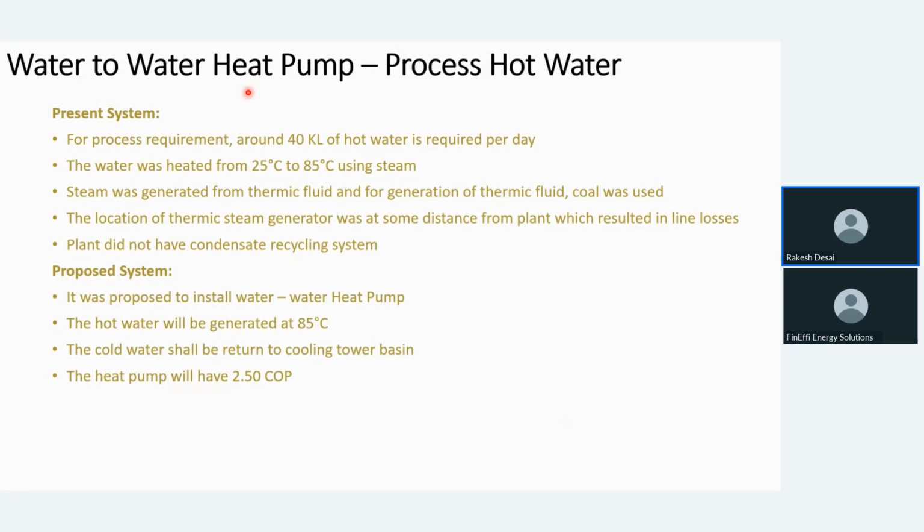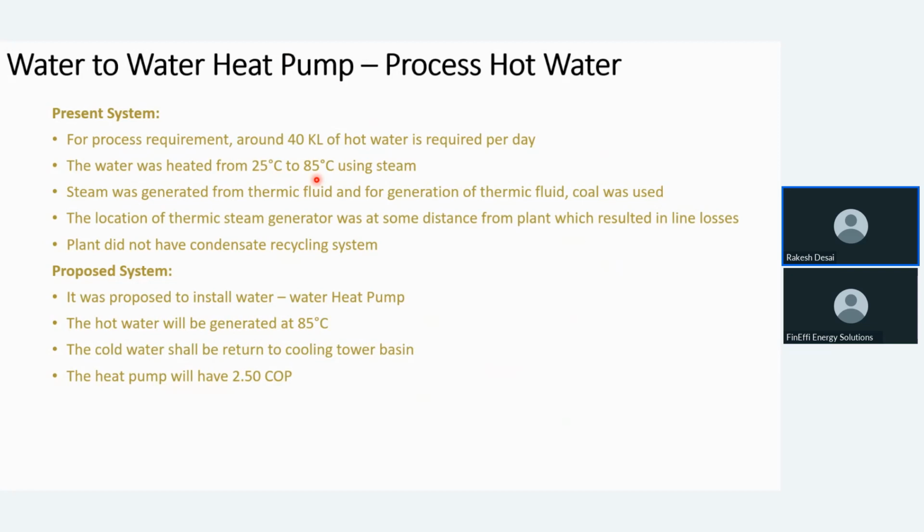Second application of heat pump is the water to water heat pump, wherein water is used on both sides of the heat pump, that is condenser side as well as evaporator side. This system is implemented in one of the chemical factories to generate process hot water. This process hot water is used for manufacturing of the chemicals. Now, the factory was requiring 40 kg of hot water per day, and it was to be heated from 25 degrees centigrade to 85 degrees centigrade.